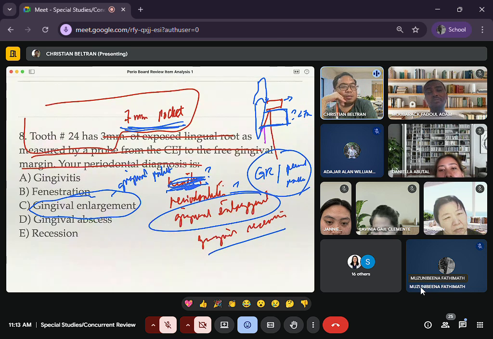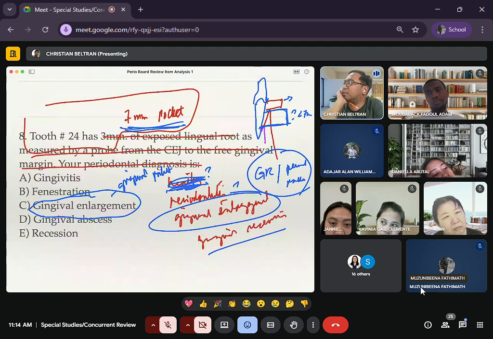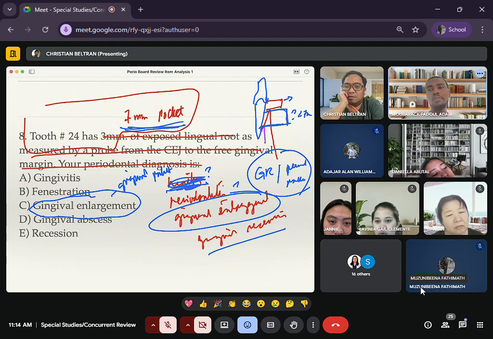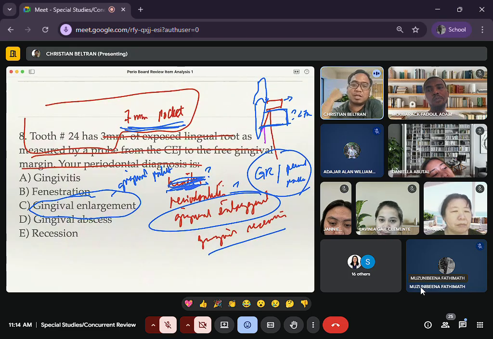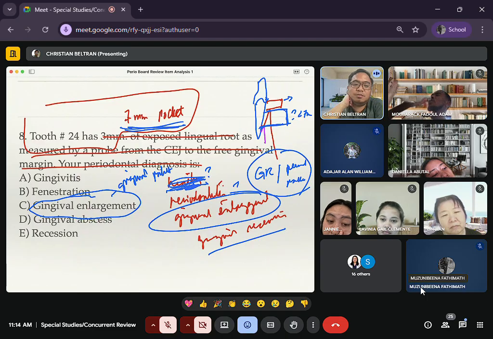Okay? So how would you be able to differentiate gingival enlargement from periodontal pocket? How would you know that it's just a gingival enlargement? What should be the color of the gingiva? It's pink, coral pink, or the same color as the surrounding mucosa. It's not erythematous. Okay? Maybe you're expecting pink, but there's melanin pigmentation, so you won't be able to see pink, coral pink on the patient's gingiva. Okay? Are we clear on this?